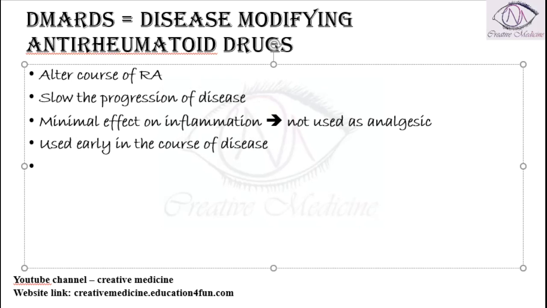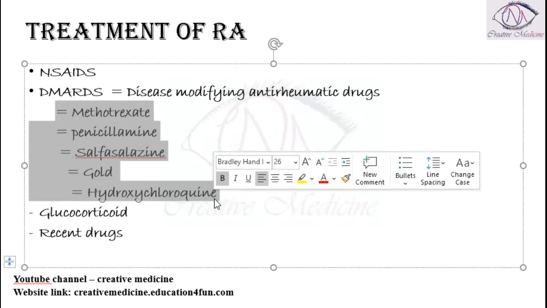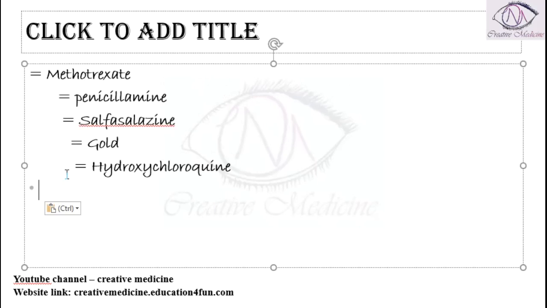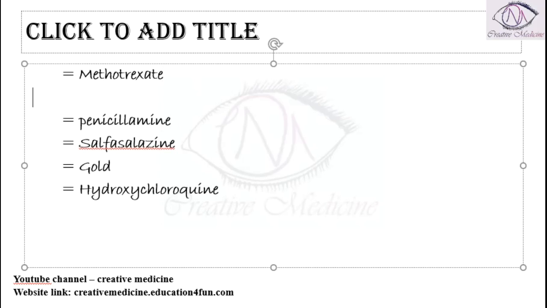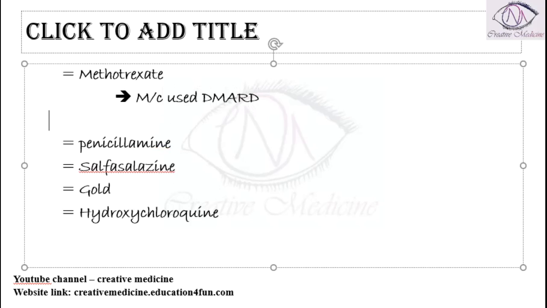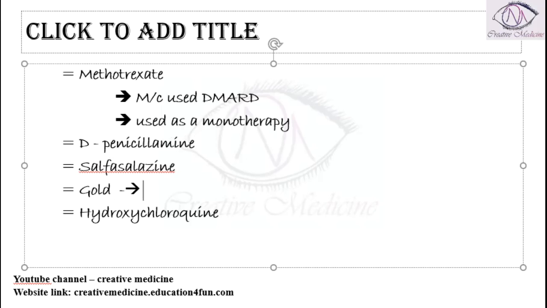Then in these DMARDs we have the following drugs which can be used. Drugs like methotrexate, penicillamine, sulfasalazine, gold, and hydroxychloroquine are used as disease modifying anti-rheumatoid agents. Among these, methotrexate is the most commonly used disease modifying anti-rheumatoid agent, and methotrexate can be used as a monotherapy. Then we can use penicillamine. Sulfasalazine can be used, and gold is not used nowadays.